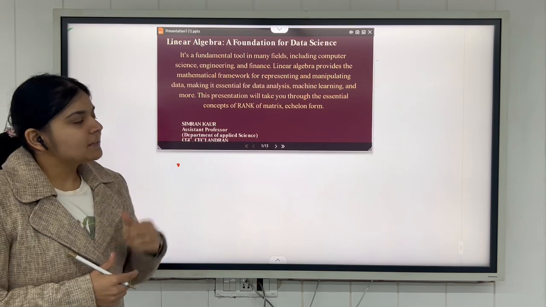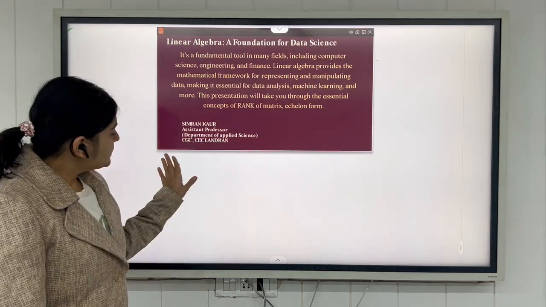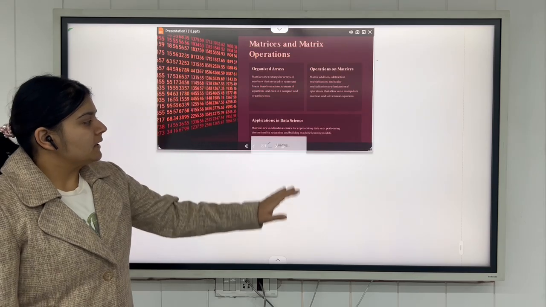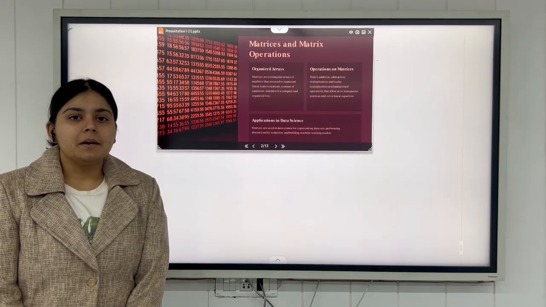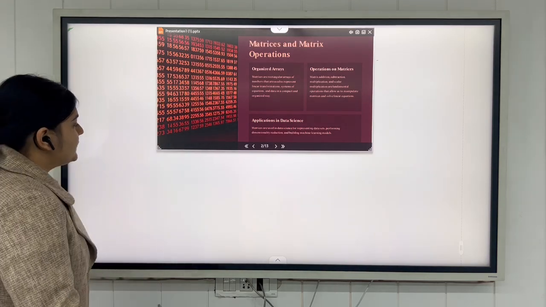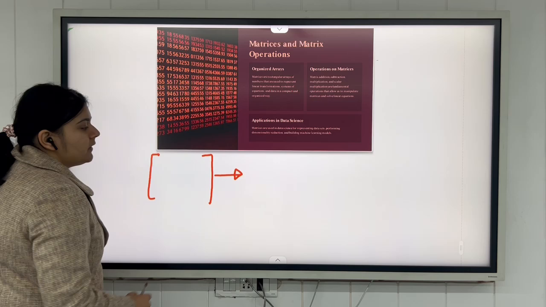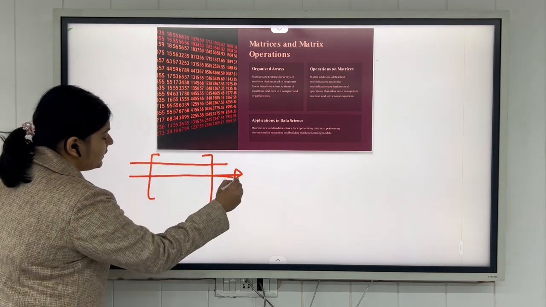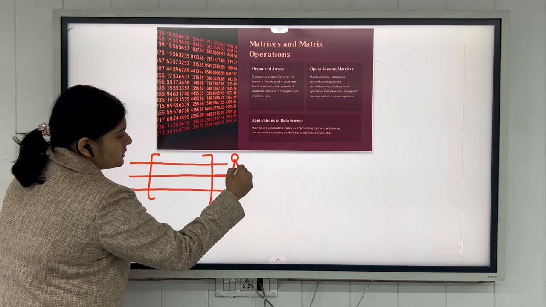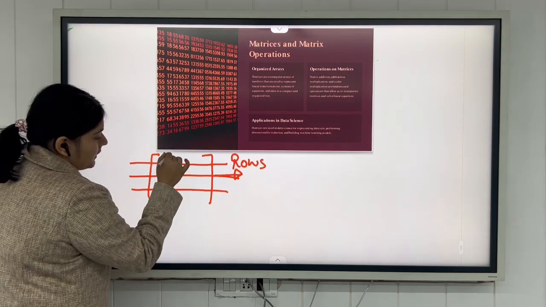Now, in this class, we will be discussing the rank of the matrix and the echelon form. To start with the rank of the matrix and echelon form, you must be aware of the matrix: what we mean by the term matrix and how we define it. Let's see in this class. A matrix is a rectangular array representation of elements, with horizontal lines called rows and vertical lines called columns, right?